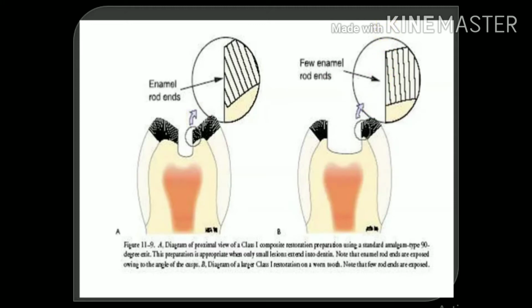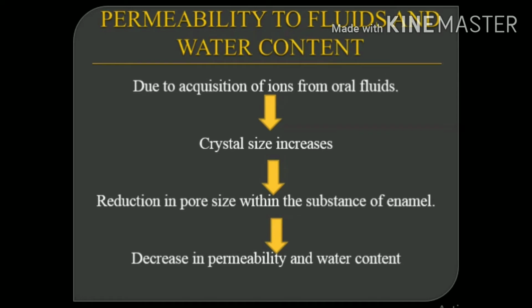Now the permeability to fluids and water content: due to a lot of acquisition of ions from the oral fluids, it's a mature tooth. Geriatric teeth are mature teeth, right? The crystal size is going to increase. So if the crystal size increases, there is going to be a reduction in the pore size. The pores are going to reduce in volume and in surface area within the substance of the enamel, and that is responsible for decreasing permeability and water content.